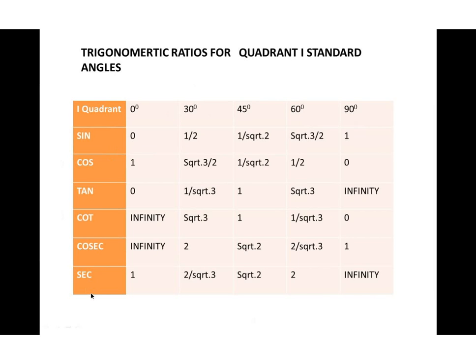Now I'll show you, these are the standard angles 0, 30, 45, 60, 90 in the first quadrant. So let's make a table for sine, cosine, tangent, cot, cosec and sec ratios for them. Actually it looks pretty difficult to remember, but it's very easy. I'll show you a trick.